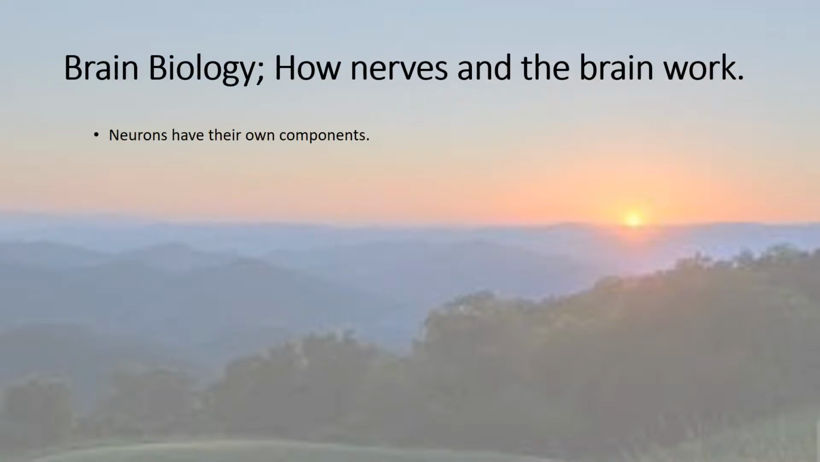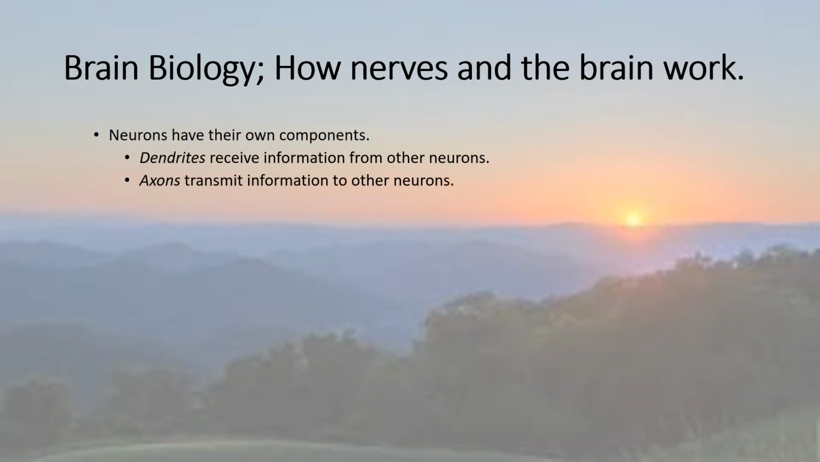Brain biology: how the nerves in the brain work. Neurons have their own components. Dendrites receive information from other neurons. Axons transmit information to other neurons. Usually the cell body, or soma, will be located midway between the axon and the dendrite, although not always. The soma contains all the metabolic machinery for the nerve, the nucleus, and the assorted intracellular organelles.